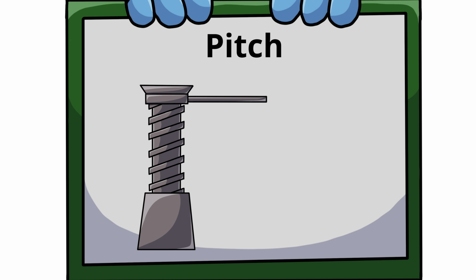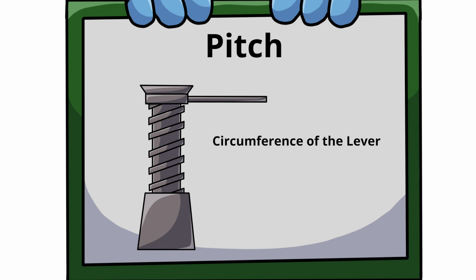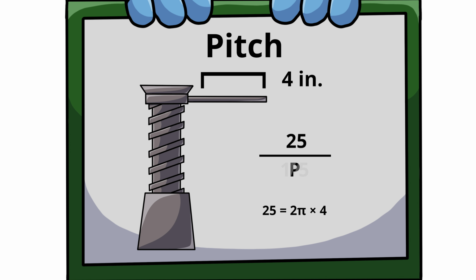Did you know that you can find the ideal mechanical advantage of a screw? You can do this by dividing the circumference of the lever by the pitch of the screw. The circumference can be found by multiplying 2 pi times L, which is the length here. So, the circumference would be 4 times 2 times pi, which equals about 25. Then, we divide 25 by p, or 1/5, to find the ideal mechanical advantage of this screw. Our ideal mechanical advantage for this situation is roughly 126.